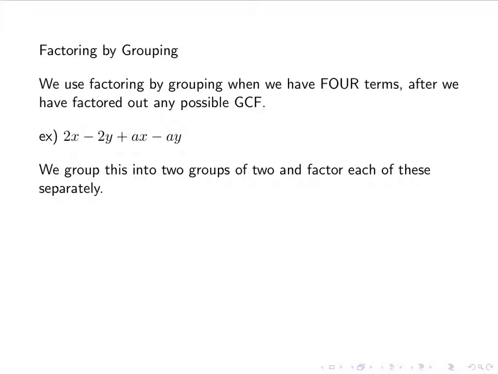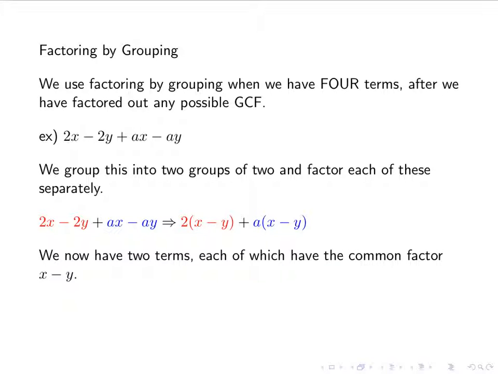So we group them into 2 groups of 2. So 2x minus 2y and ax minus ay. Typically we're going to look at the first 2 and the last 2. So I can factor 2x minus 2y, it becomes 2 times x minus y. And I can factor ax minus ay, it becomes a times x minus y. We now have 2 terms, each of which has the common factor x minus y.